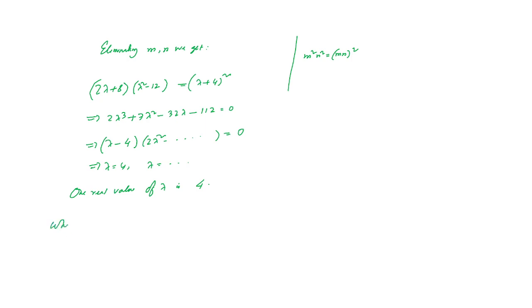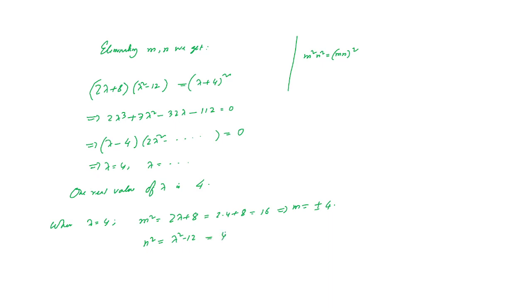So now we will take lambda equals 4. Then the value of m square. The m square is basically 2 lambda plus 8. So 2 into 4 plus 8, so this will be 16. And from that your m will be plus minus 4. Now what will be the n square? N square value is basically lambda square minus 12.